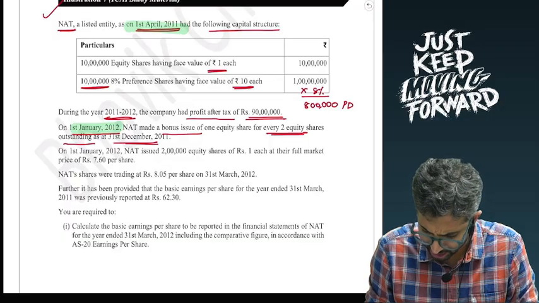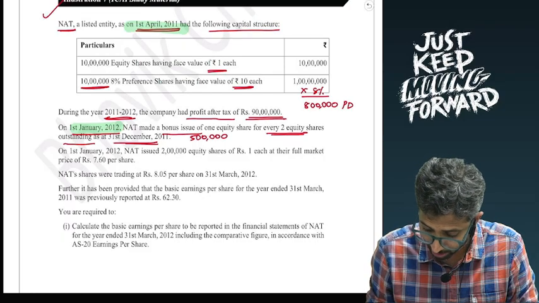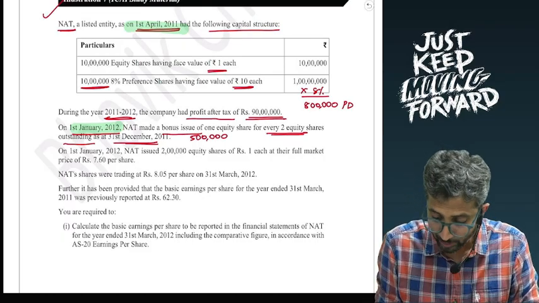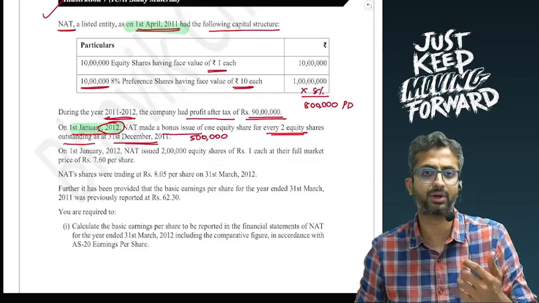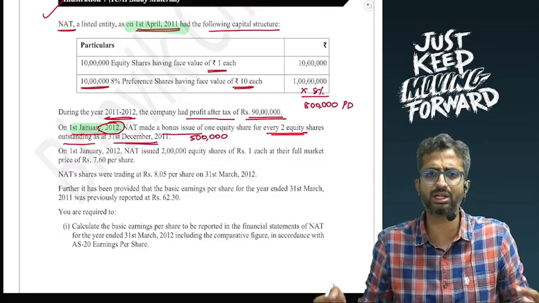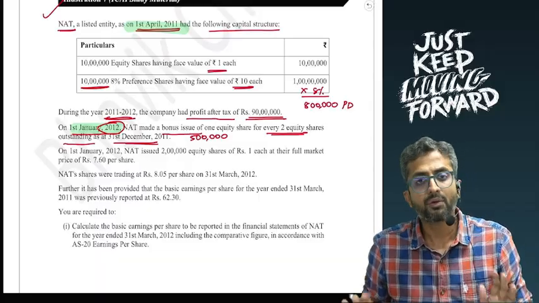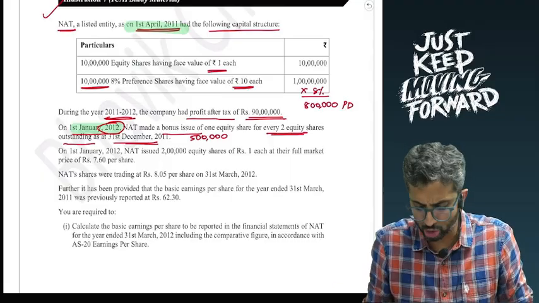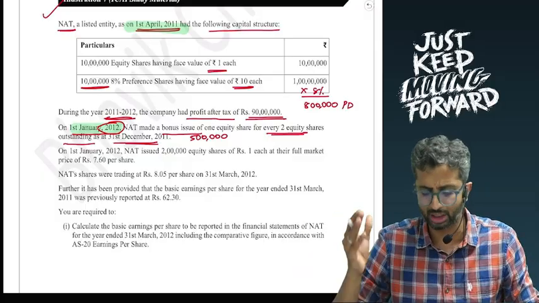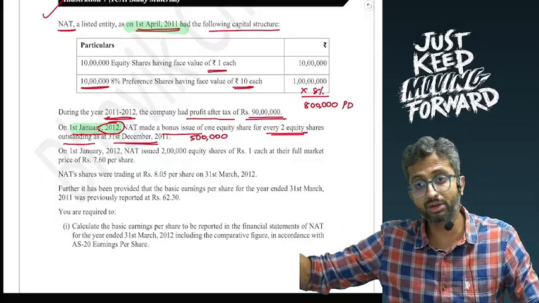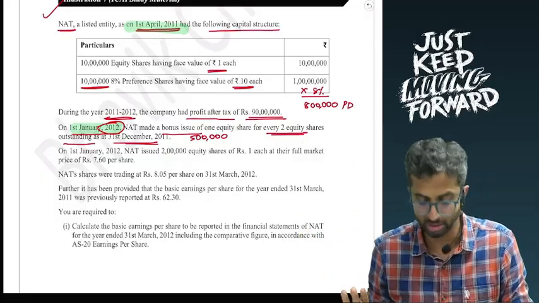Well, there were 10 lakh shares outstanding on 1st April 11, and hence the bonus issue will be for 10 lakhs into 1 by 2, and hence 5 lakh shares. Technically, this bonus issue is coming from 1st January 12. However, the standard says that these are shares without consideration, and hence you will retrospectively restate from the earliest reported date. So in this case, if there is no previous year column, then from 1st April 11. If there is a previous year column, then the first day of the previous year.